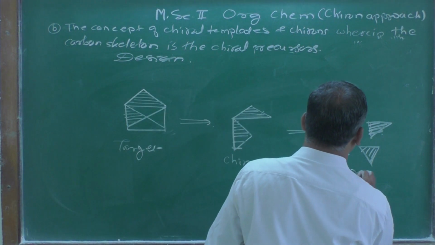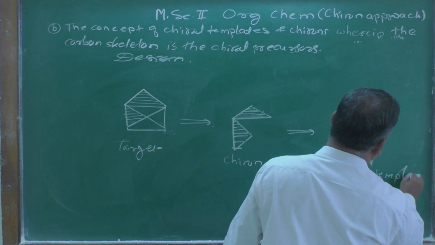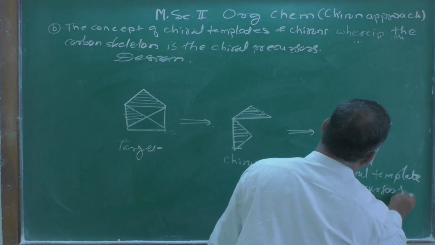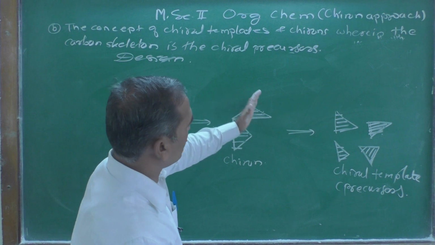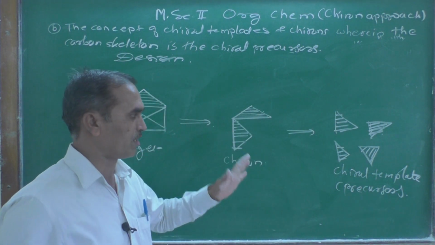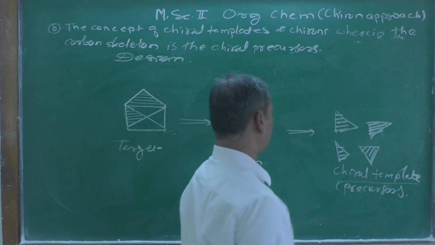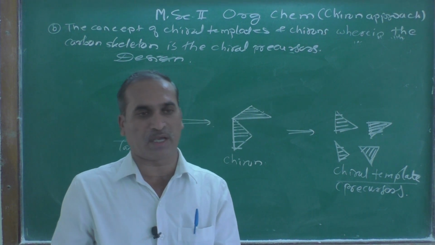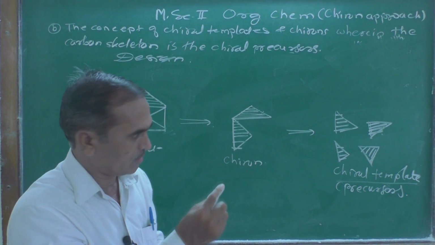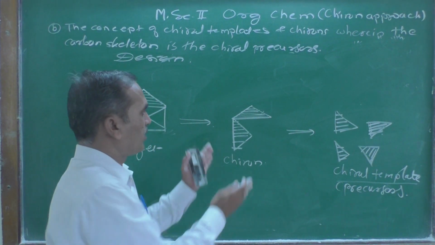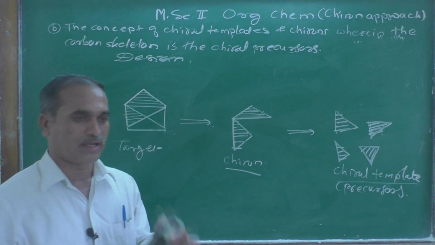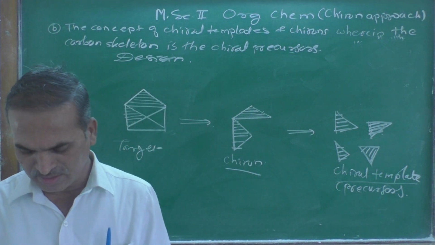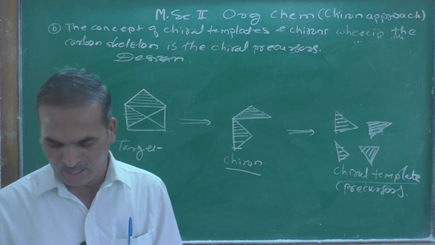These are known as chiral templates, or we can call them precursors. This is a precursor, meaning we can break from here or here, and these four portions you join together, that is known as a chiral template. And that chiral template, systematically, by keeping the stereo-controlled functionality overlapping, gives us a chiron, and from the chiron we will get our desired target molecule. That is a systematic representation of the chiral approach.